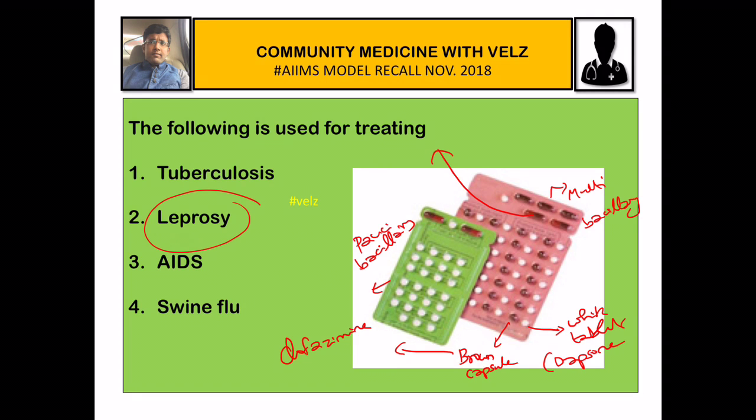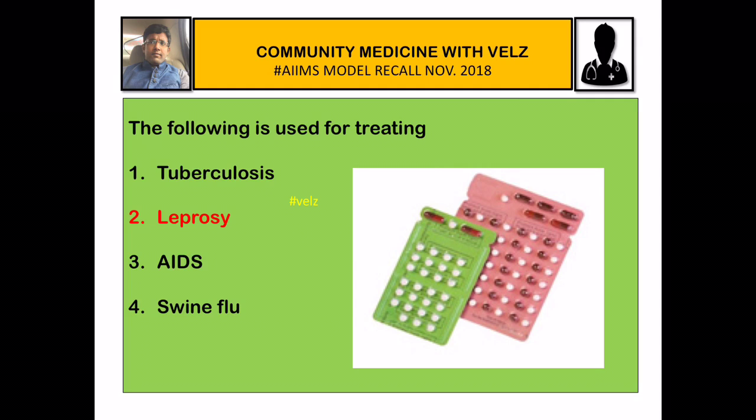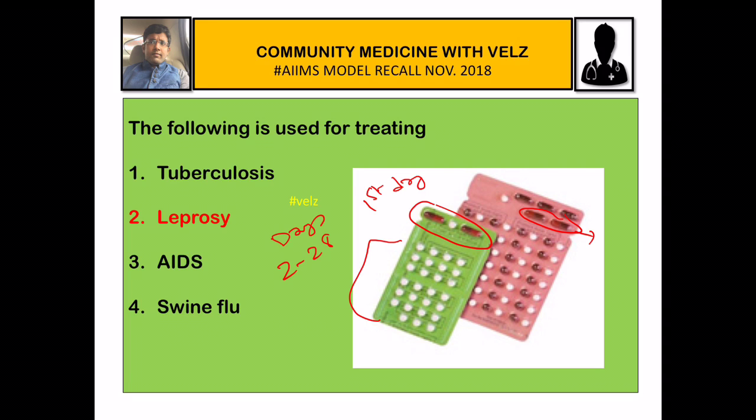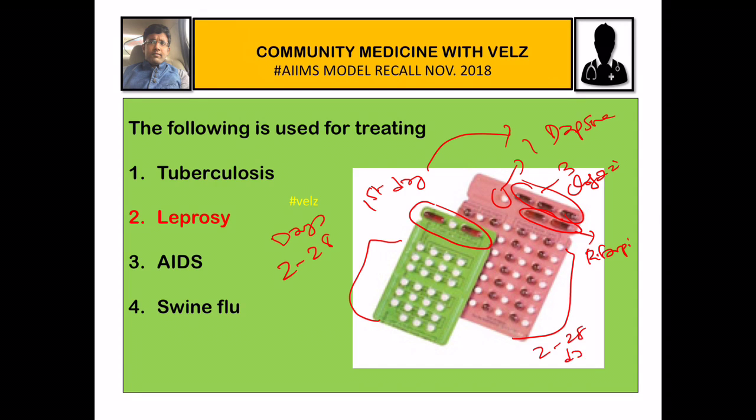And here we have another two tablets, that is rifampicin. This is for a monthly strip. That will be for 28 days. These tablets we will take on the first day. These tablets we will take from days 2 to 28. So on the first day we will take 2 capsules of rifampicin, then 3 clofazimine, then 1 dapsone. Then in the remaining days 2 to 28 we will take these tablets and capsules. So this is used for leprosy.